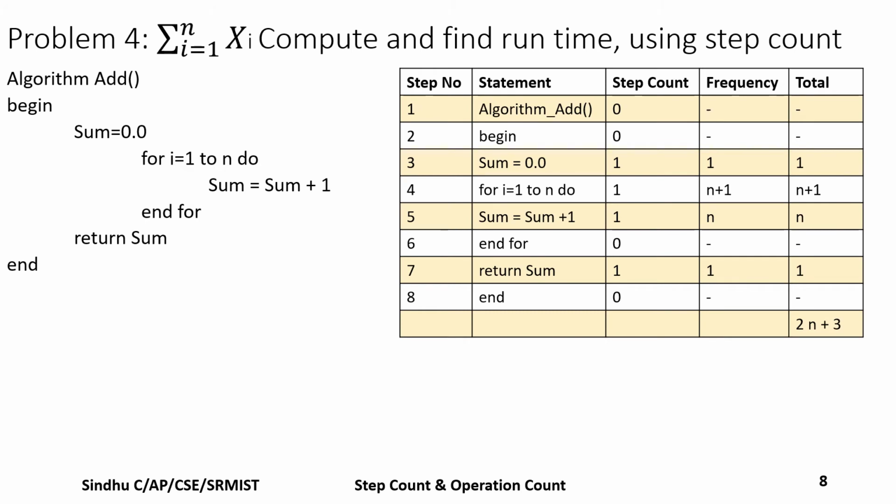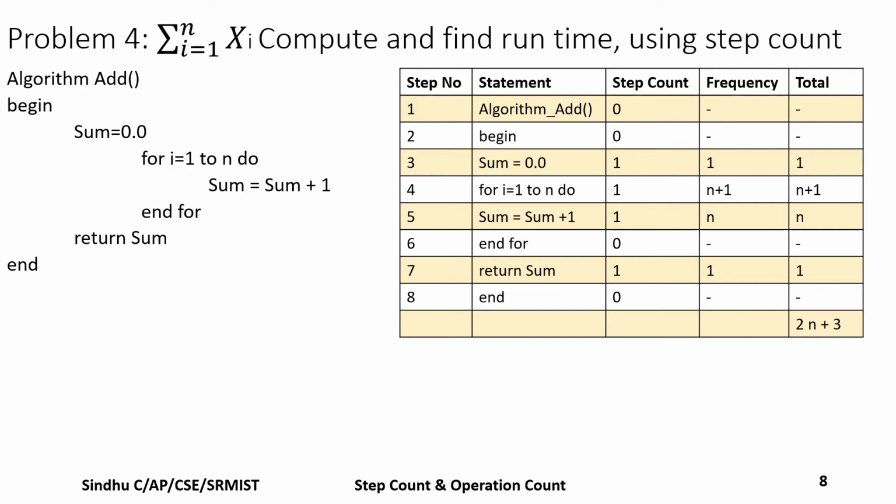Here again, when it comes to step count, you can make a table like this: the step number, the statement, the step count, frequency of occurrence, and total. The total will be calculated by multiplying step count and frequency. So again, the first statement is a non-executable statement. The second statement, begin, is again a non-executable statement. The third statement, sum is equal to 0.0, is an initialization statement. So step count is 1 and it is occurring one time. So 1 into 1 is 1.